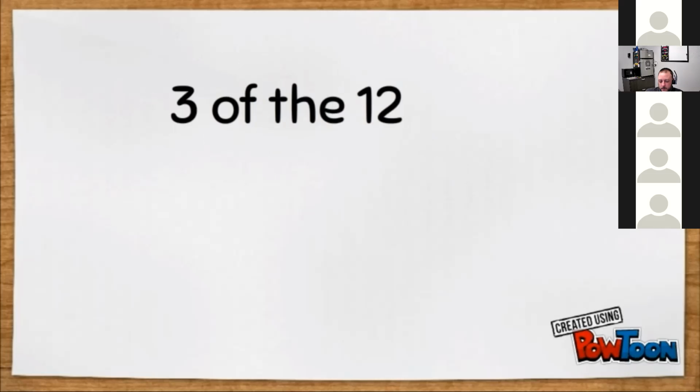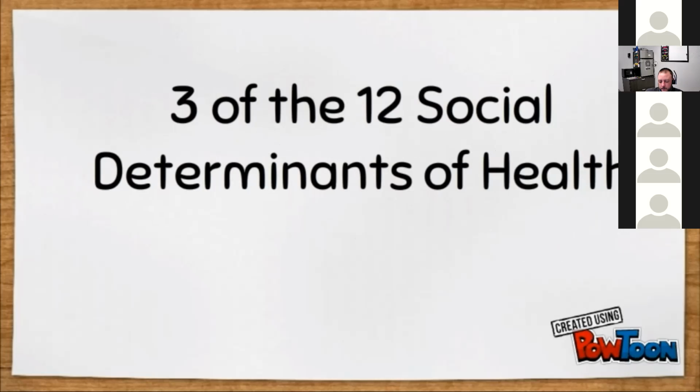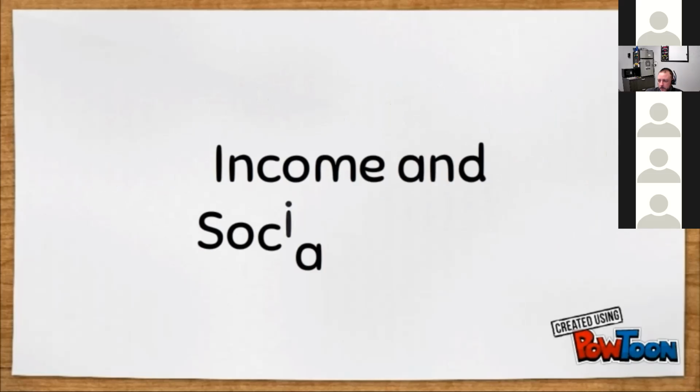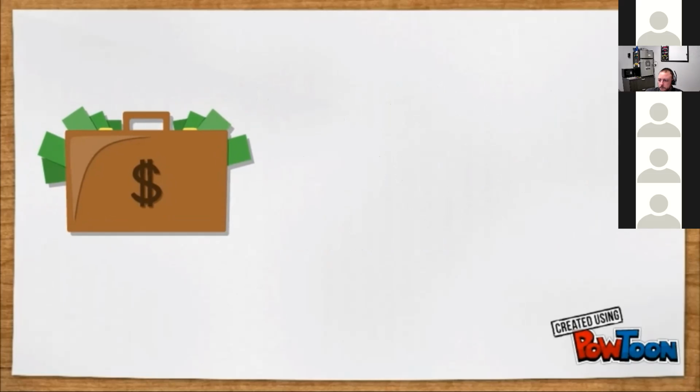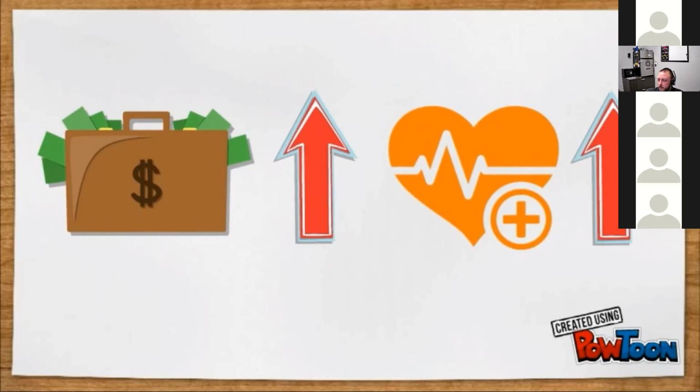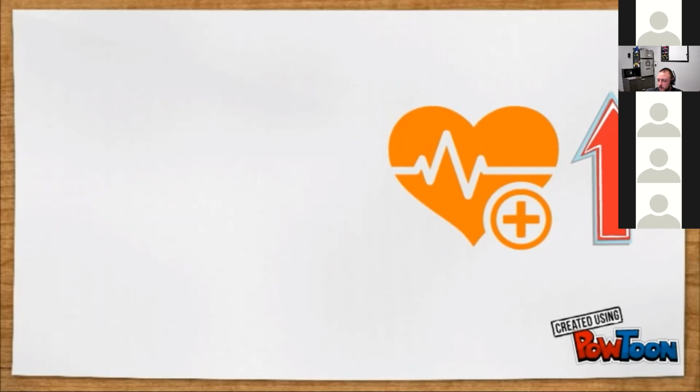This video will focus on 3 of the 12 social determinants of health. To begin, we will talk about income and social status. An individual's income can greatly impact their health. As income increases, health status improves, and we will see less illness and longer life expectancies.